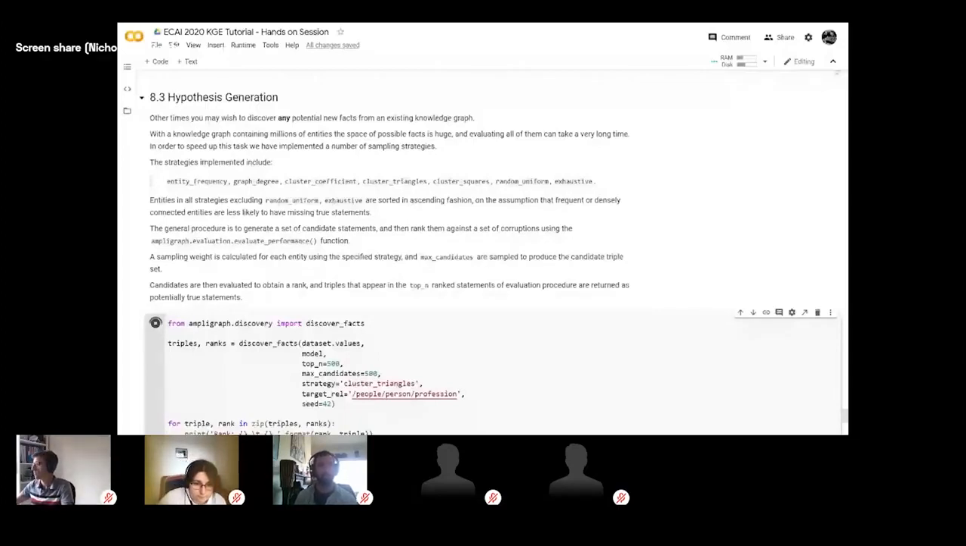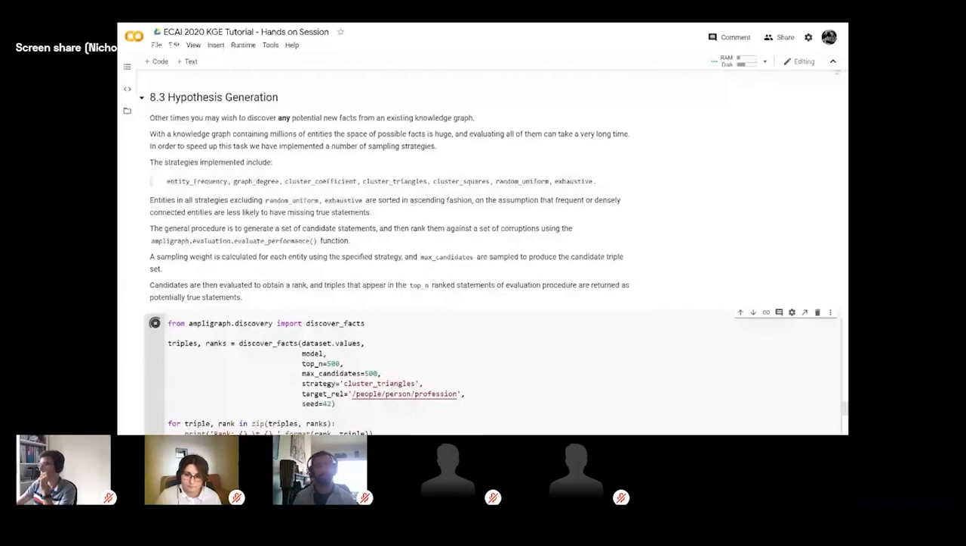Random uniform will simply take a random set of facts or a random combination of entities and relations. And exhaustive will, as I said, run through all possible entity relation combinations. But I do not recommend using that unless you want to wait several weeks for it to run. So probably not appropriate for a Colab notebook.